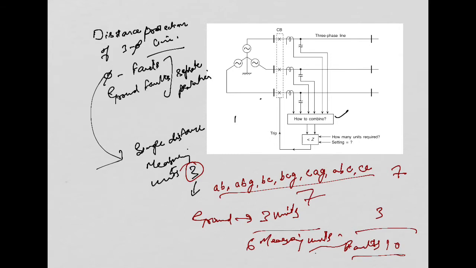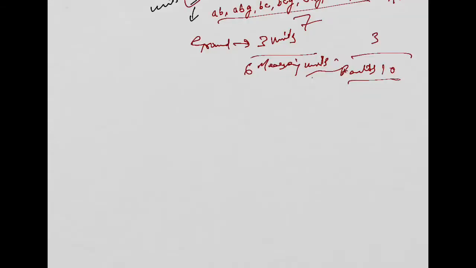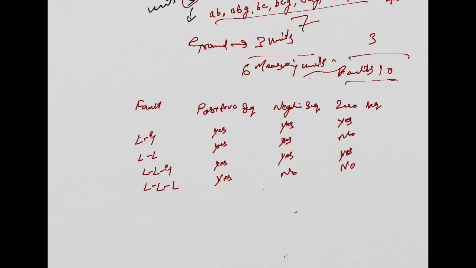Now, as we know, whenever there is a fault in the system, there are sequence components in it. So there is the presence of sequence components in voltage and current during the various faults, wherein it can be seen that the positive sequence component is the only component which is present during all the faults.